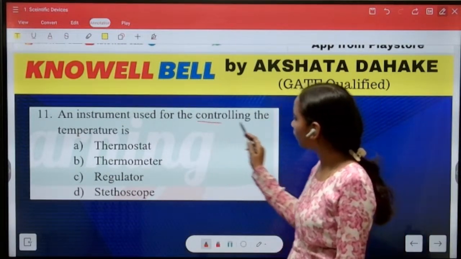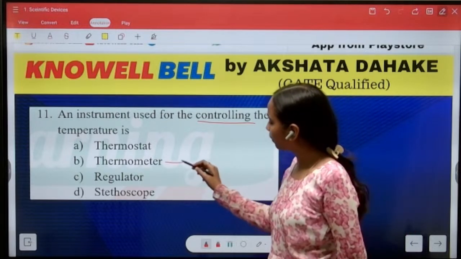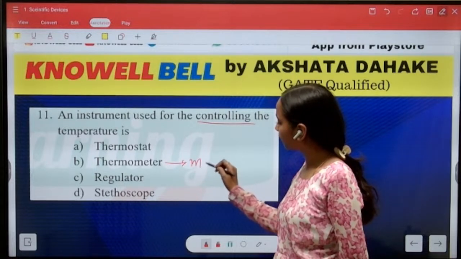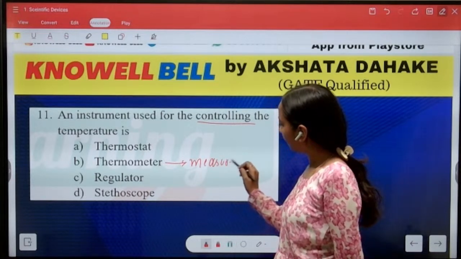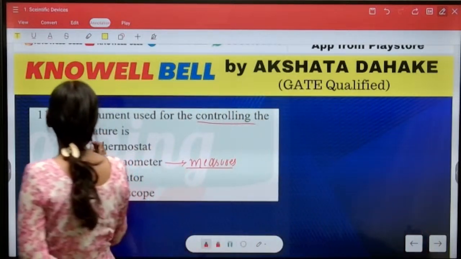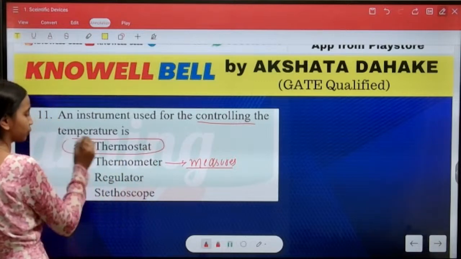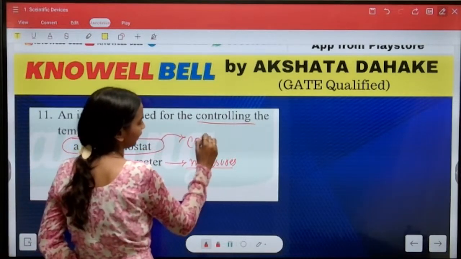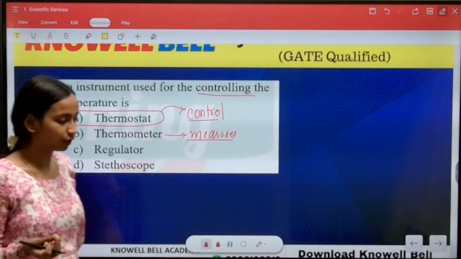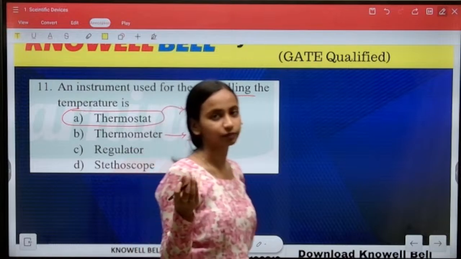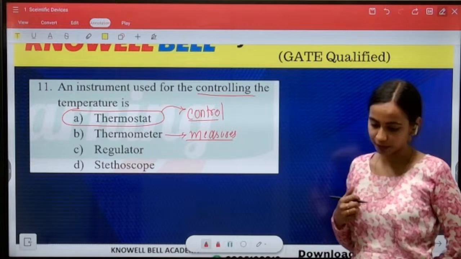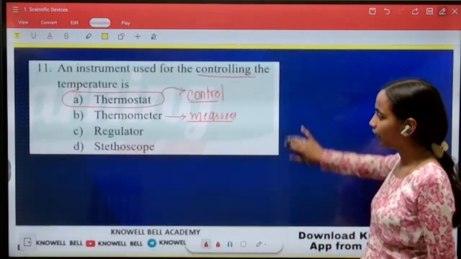A device used for controlling the temperature. Which device do we use in order to control the temperature? यहाँ पे देखिए thermometer. Thermometer का मतलब क्या है? Thermometer actually measures the temperature. Thermostat, you have to keep in mind, is a device used to control the temperature. ये क्या करता है? Temperature को एक particular point पर control करता है. For example, in ACs we have thermostats, in your coolers, curling irons, microwaves, all of them. Thermostat controls the temperature.